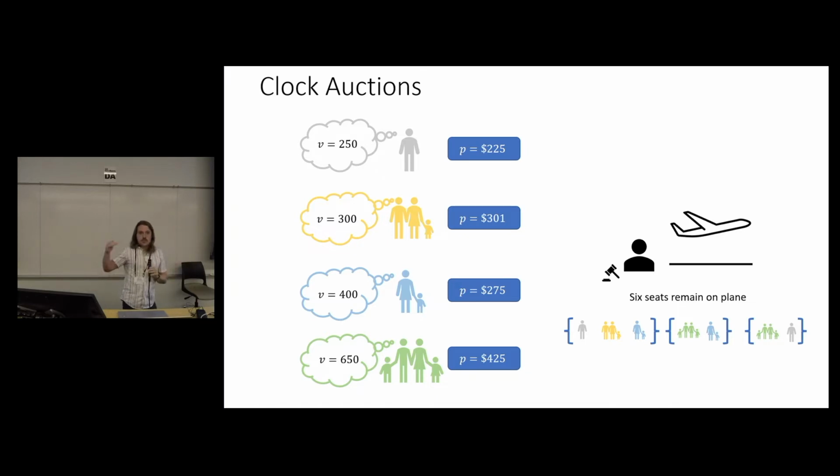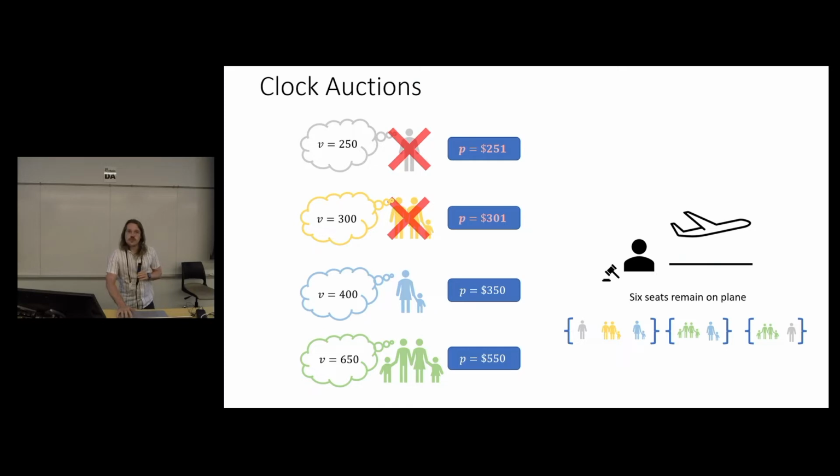But since these prices are monotonically increasing, the yellow family can say, well, I'm never going to be willing to ever accept a price offer in the future, so they can reject and permanently exit. And this process will continue until the remaining set of bidders is feasible, in which case we serve them at their most recently accepted price. So it's a neat format, right?